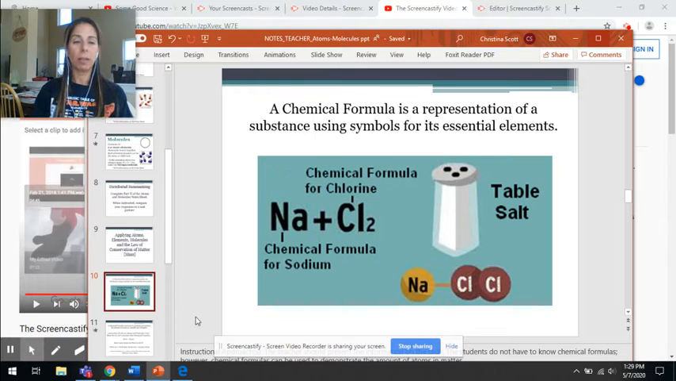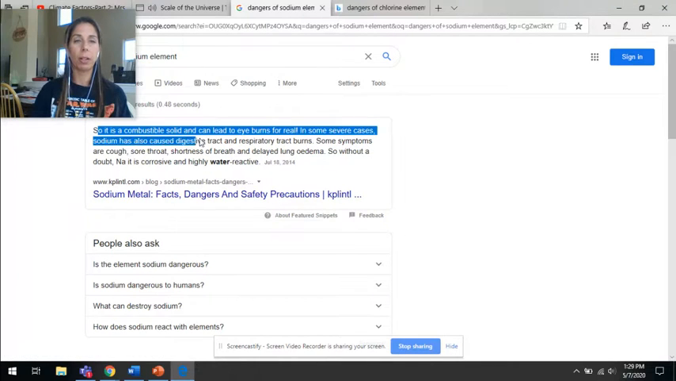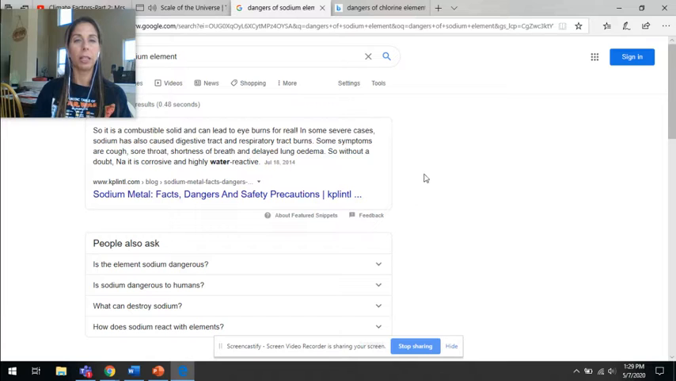Sodium by itself and chlorine by itself is very dangerous. In fact, I'll show you right here. You can look it up. The sodium element is right here. It's a very combustible solid and can lead to eye burns, for real. In some severe cases, it can also cause digestive tract and respiratory tract burns. So by itself, you don't want to touch it whatsoever. You can get symptoms like cough, sore throat, shortness of breath, and so on.